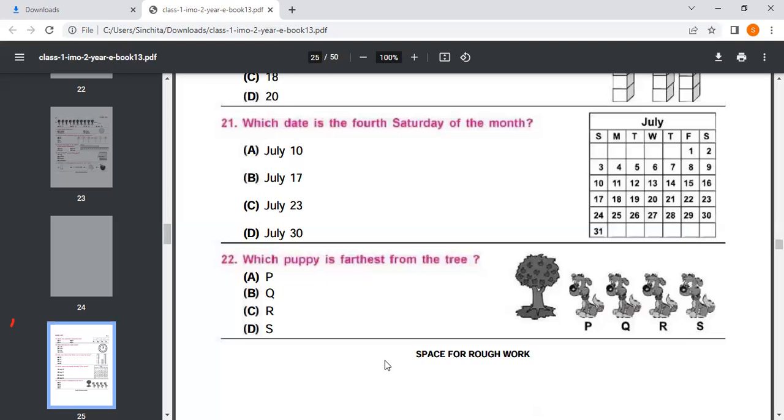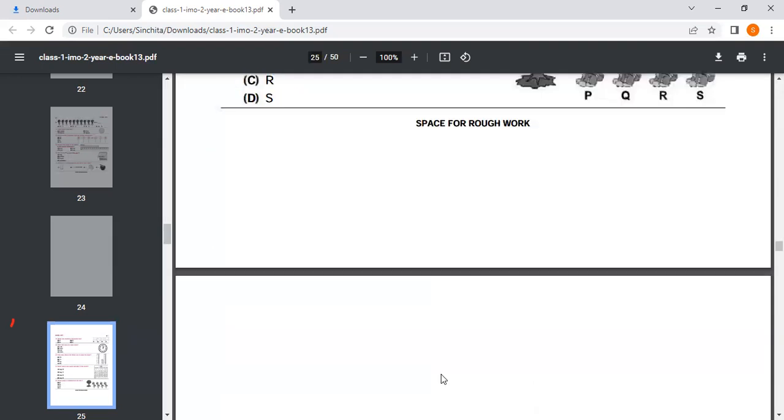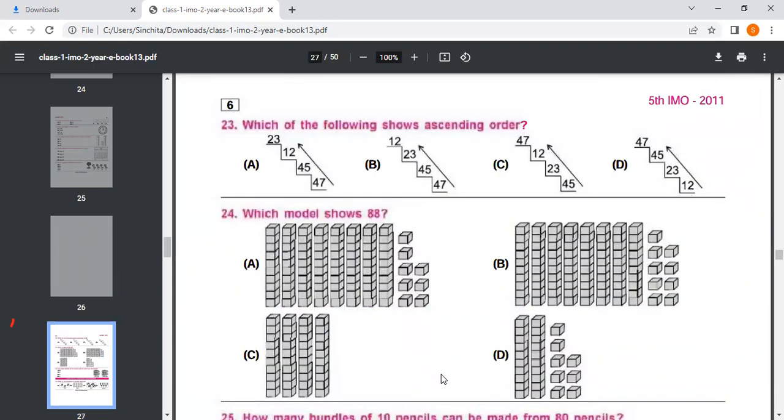Which puppy is the farthest? Ma'am, number D. Very good. Explain me your answer, Beta. Okay, ma'am. The first puppy is standing near the tree, and the second puppy is in the second position. The third puppy is in the third position, and number D, the dog is farthest from the tree. Excellent, Beta. Okay, now tell me this one, number 23. Which of the following shows ascending order?